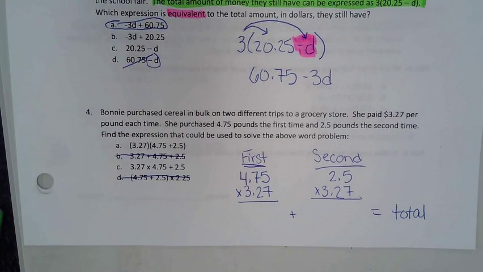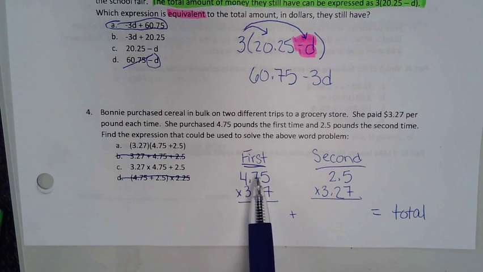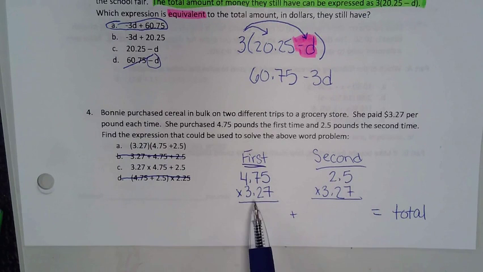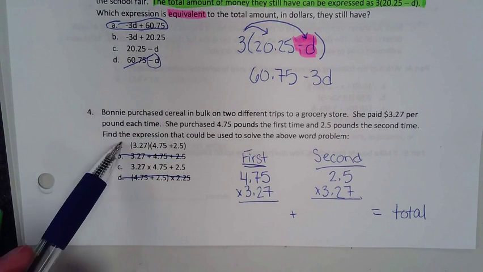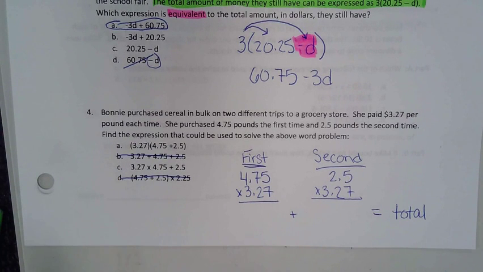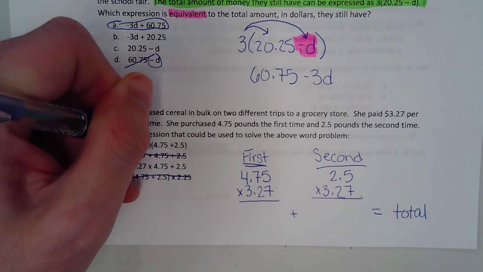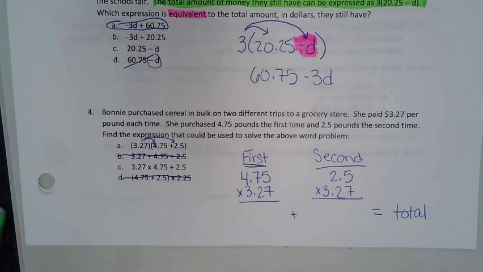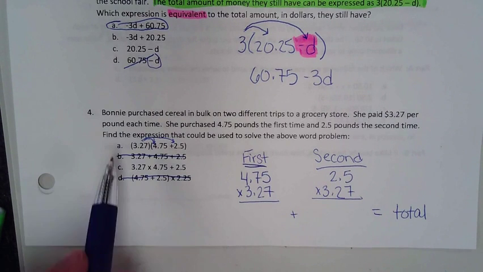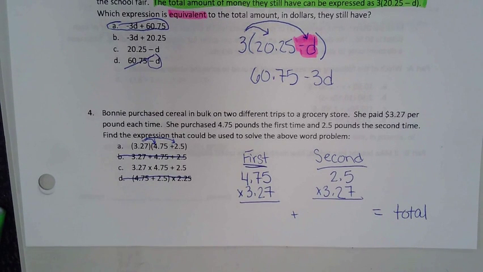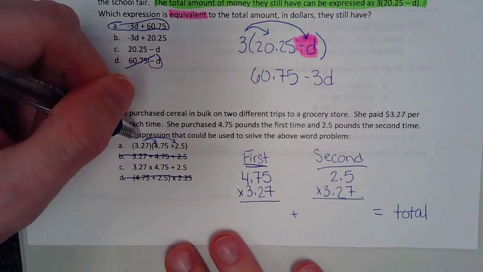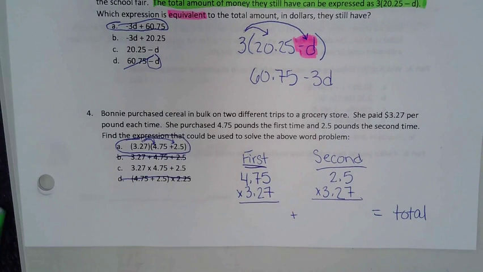So now I need to make sure that both things are being multiplied by what? 3.27. So which of these is going to make sure everything is being multiplied by 3.27? A. Because again, it's using the distributive property, so that's being multiplied. For C, it's going to use order of operations. So it's going to multiply the first one and then add 2.5. That's why C doesn't make sense. A is the correct answer.